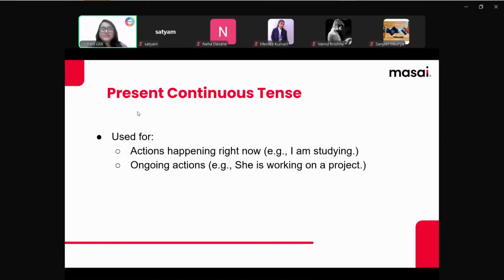So, like this, whenever you're talking about something which is happening right now, an ongoing action, there we use the present continuous tense. So, that is the main difference between simple present and present continuous. Simple present, you talk about regular activities, constant truths. Present continuous, you use only when you're talking about something happening right now. Okay. So, for example, she is working on a project, right?